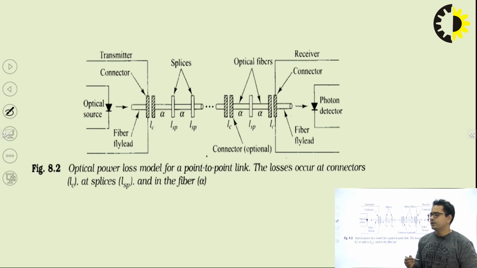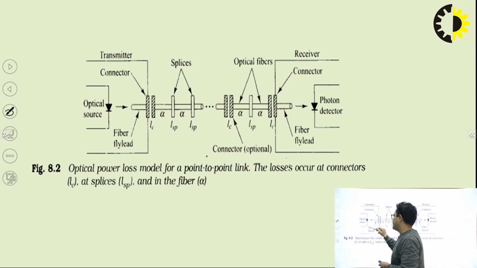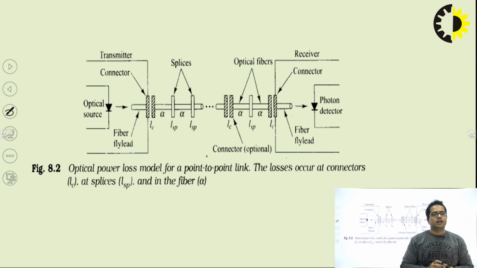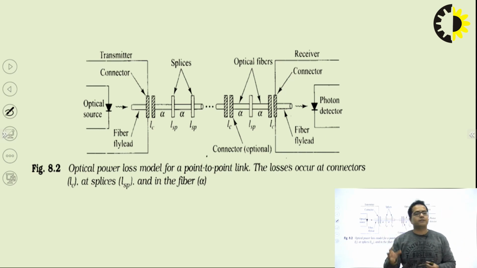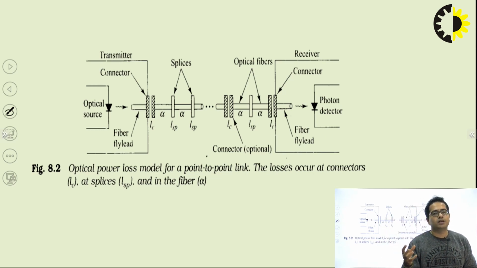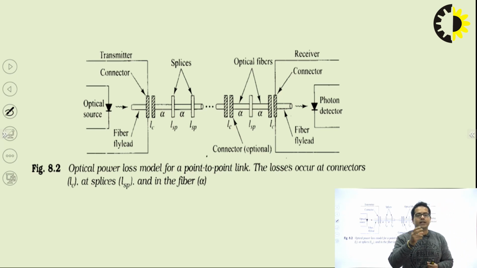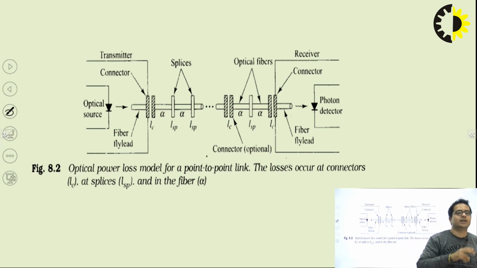After this, the fiber fly lead is connected with the connectors, and if we want to feed the optical signals into the fiber, then with the help of a connector we directly attach the optical fiber to the fiber fly lead, which is now connected with the optical signal.